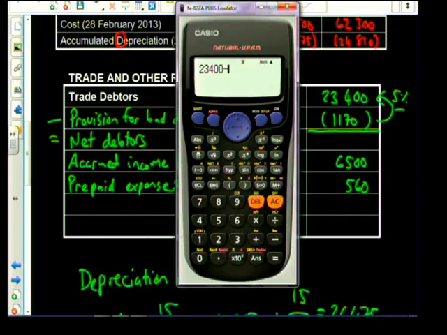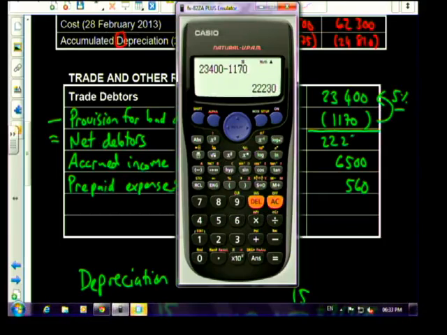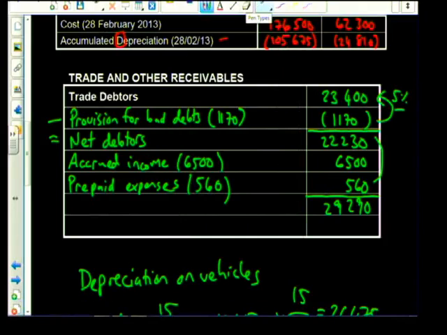We're going to subtract our adjustment of 1170, and that gives me a little subtotal, which I'm going to write here. Net debtors is 22,230. Then to calculate our total trade and other receivables, we have to add these three together: net debtors, accrued income, and prepaid expenses. So it's 22,230 plus 6,500 plus 560, and that gives me my total debtors of 29,290. That is the total answer for trade and other receivables and would be written on the balance sheet if you were doing a full balance sheet.